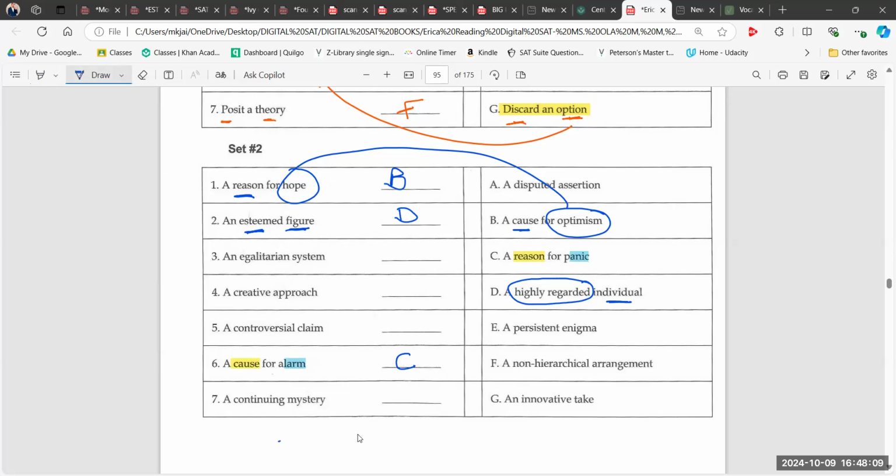Yes, Iyad. Number 3. An egalitarian system. What do you think? Letter F. Yes, a non-hierarchical arrangement. That's a system, that's an arrangement. Even if you're not familiar with this word, you can still guess.